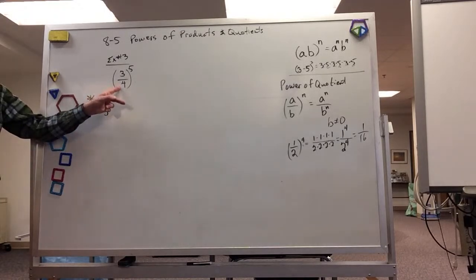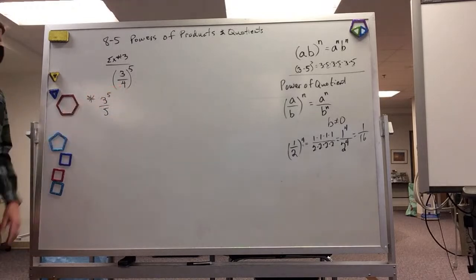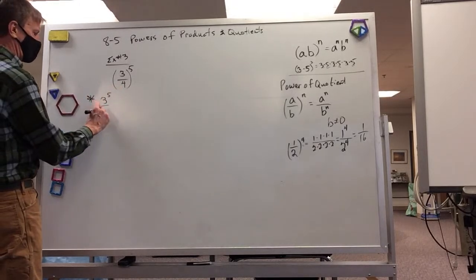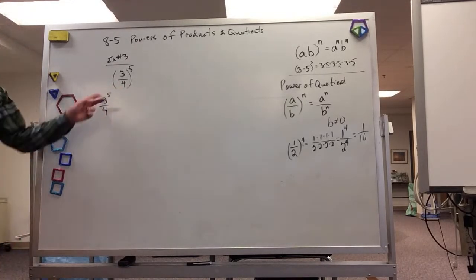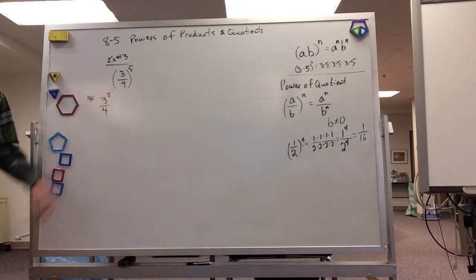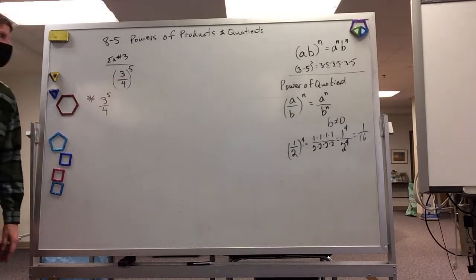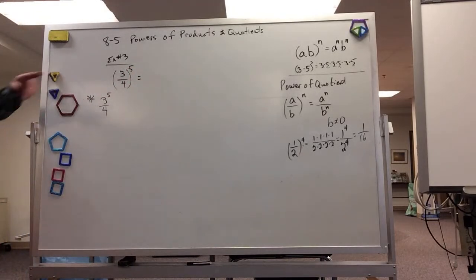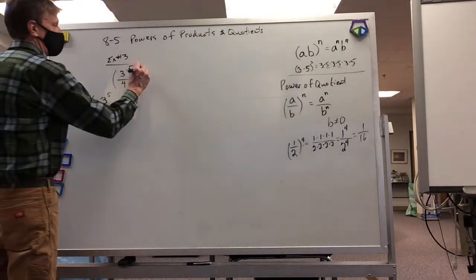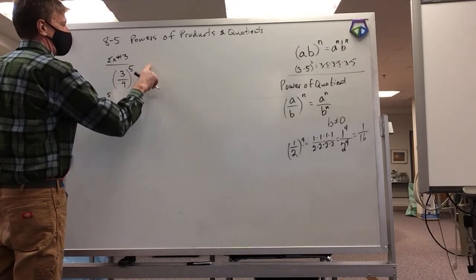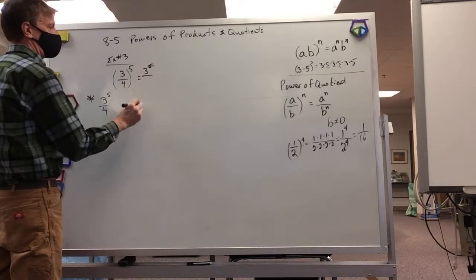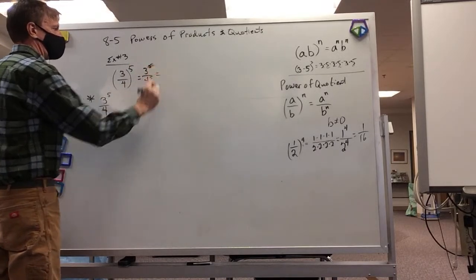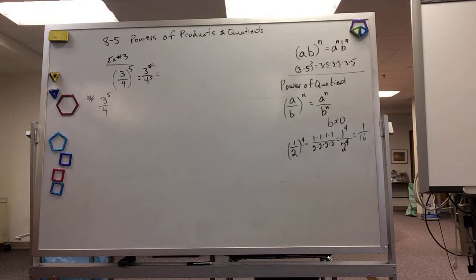That is not the same as this. If I did 3/4, 3 to the 5th over 4 would not be the same as that. So, using the property, how could you rewrite the fraction? 3 to the 5th over 4 to the 5th. So it's 3 to the 5th power.